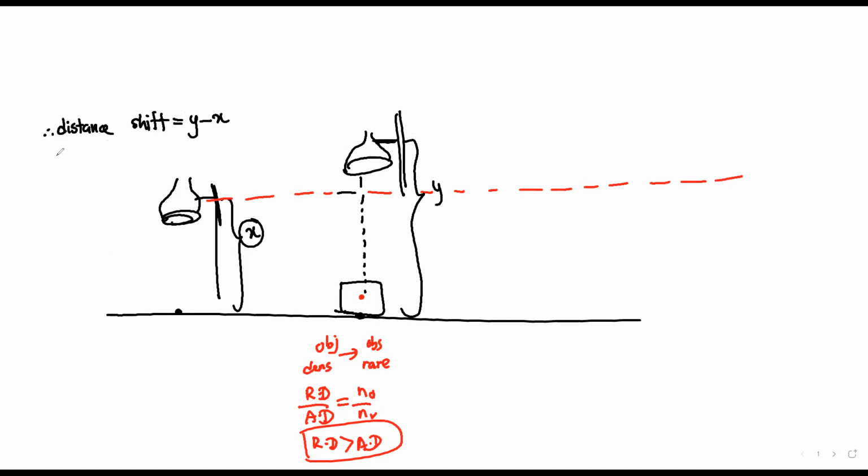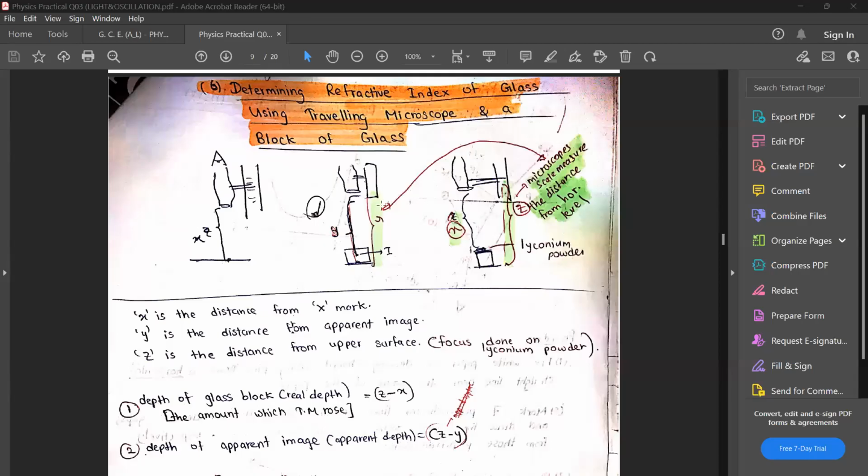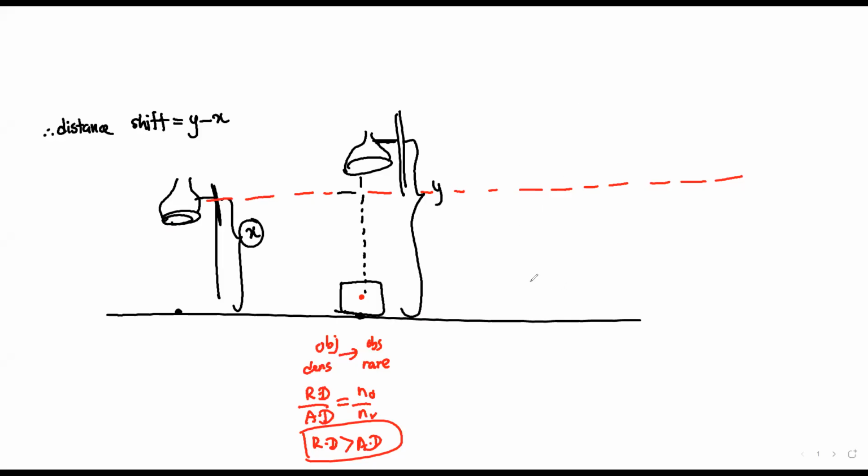And what is the distance shift actually equal to? Wait a minute. I'll explain using this thing later. Now, let's say you got the distance as well. Now what you do is you keep the lycopodium powder on the top and focus on it. Then you should further shift the microscope upwards. Wait with me until the story ends, okay? Then you will understand this.